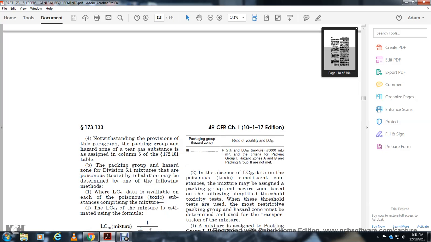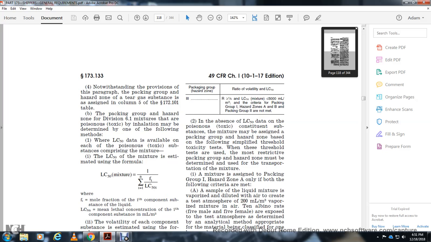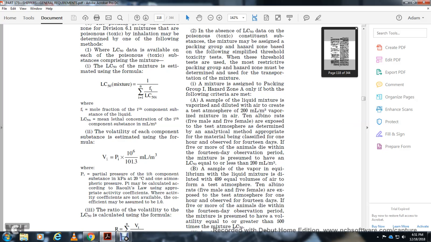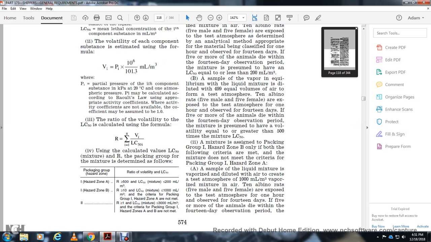The packing group of the hazardous material with a Division 6.1 poison by inhalation may be determined by one of the following: LC50 data available for each poison and toxic substance comprising the mixture, or the LC50 of the mixture estimated with the use of the following formula, and the volatility of each component of the substance estimated with the formula. Then using the ratio of the volatile LC50, calculate using this formula. Use the calculated LC50 of the mixture with the R value, with the packing group of the mixture determined as follows.